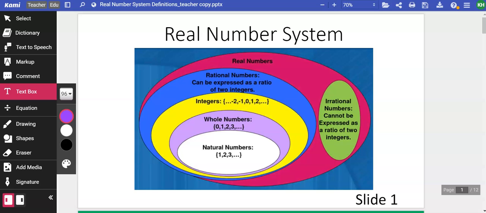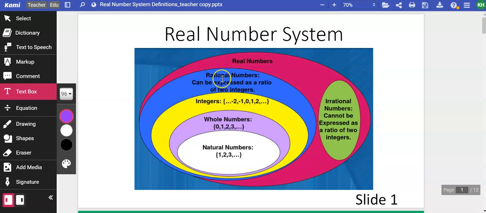In this video, we're going to be looking at the real number system. Knowing the names of the numbers and the types of numbers will really help you a lot with your number sense. Take a look at this chart.